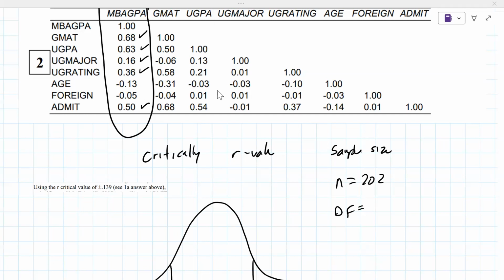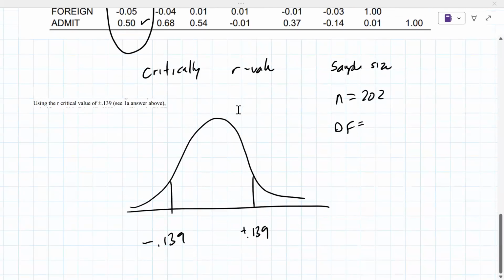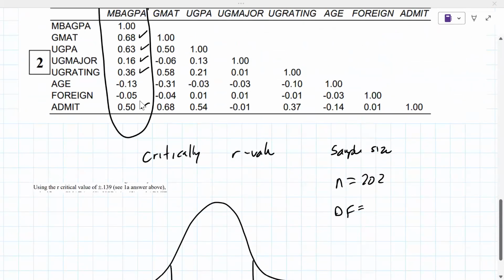So getting back to your question about what should I write? Well, Matthew over here just checked the boxes here. You need to put into words everything I just said, which is looking at the first column, the regression values. You compare them to the critical value. If they exceed the critical value, then they are significant. So you say, GMAT, UGPA, et cetera, are significant. Age and foreign are not significant.